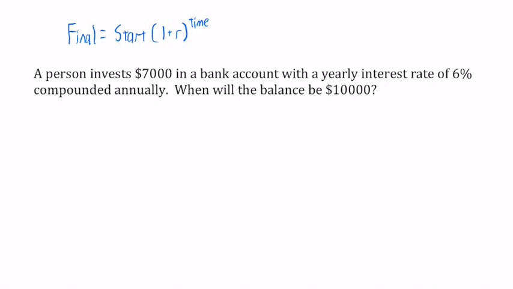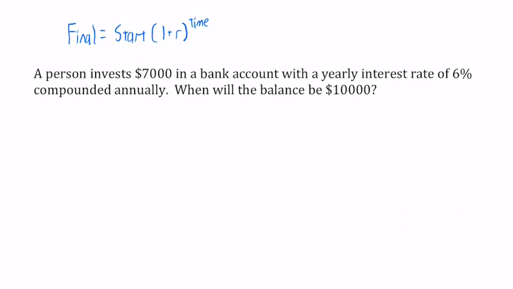You may recall from a previous section our equation that we can use for investment problems. The final value of an investment is equal to the starting value times 1 plus the interest rate written as a decimal raised to the amount of time of the investment.